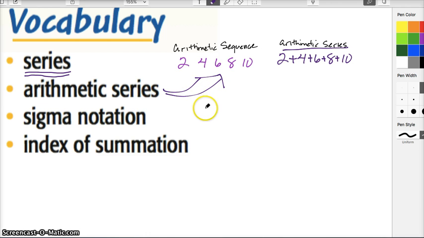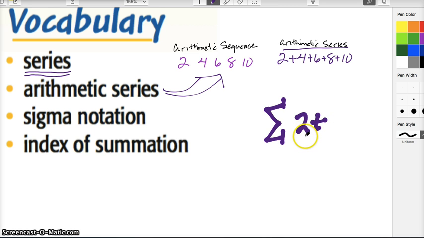Sigma notation. So to refer to adding up numbers, we use the sigma notation like this. And you can see I'm not profesh at writing it. And so how we would use this is to indicate that I'd like you to add up certain numbers in a particular formula, let's say.